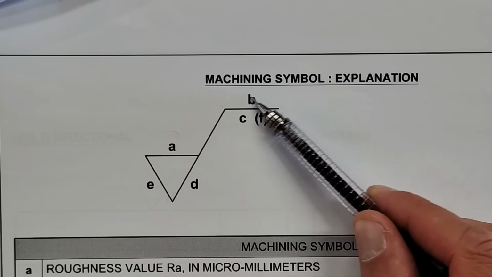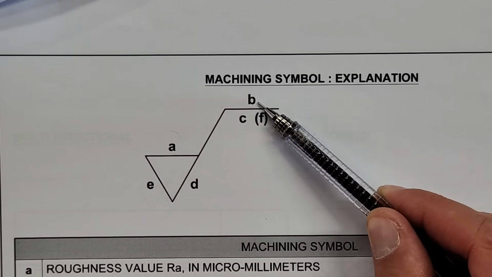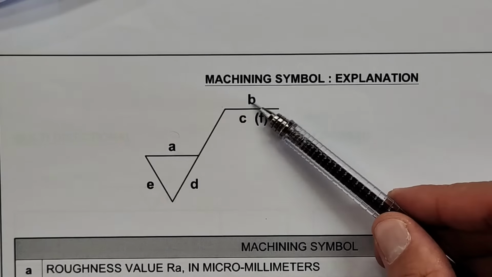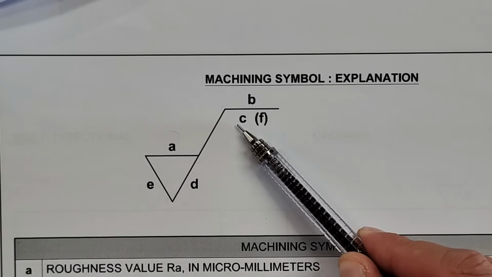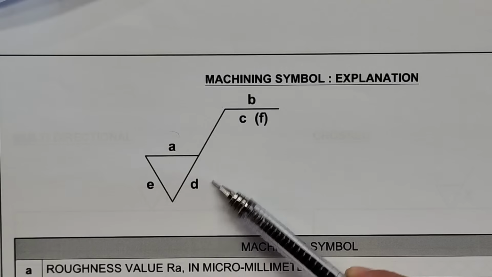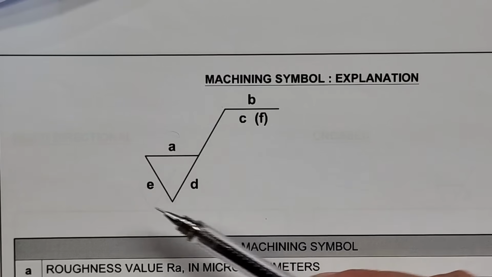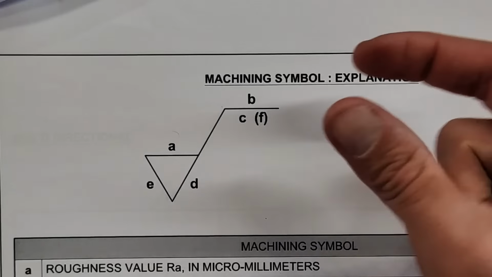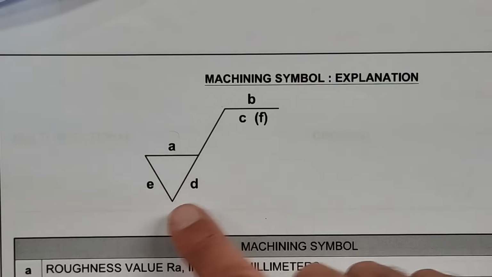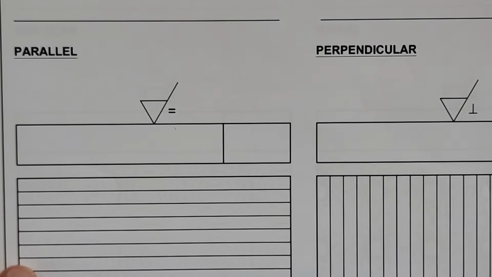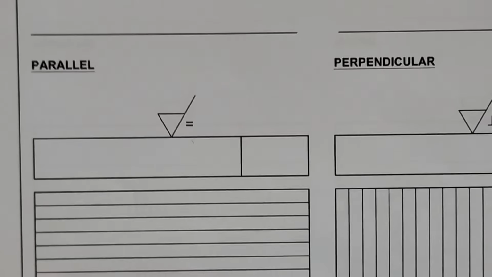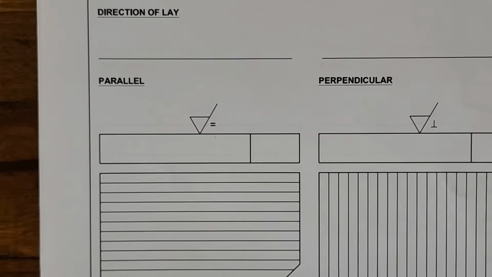B is the production method that's used, grinding or sanding or whatever that is. C is the sample length. D is your direction of lay, and we're going to look at some examples of that, perpendicular or parallel, etc. And then E is the machining allowance, again, the accuracy almost of that. All right, so let's look at some of the techniques here. I'll zoom out for you a little bit. Sorry for that.